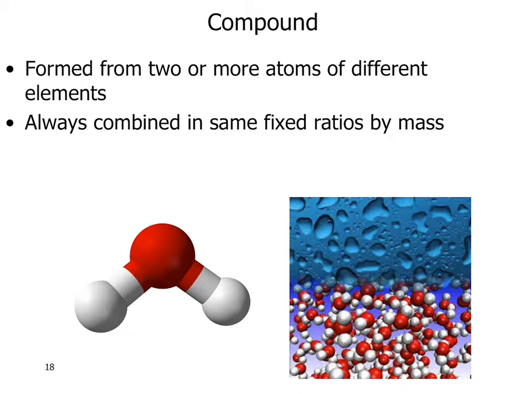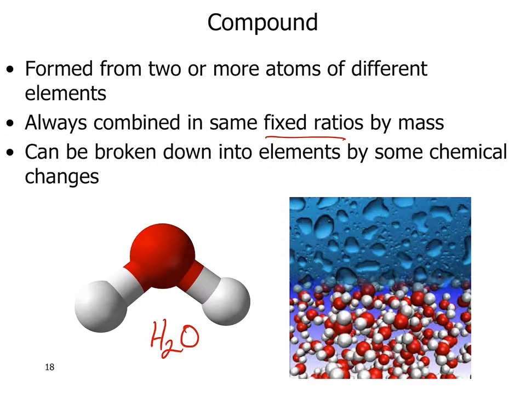So for example, this is the water molecule again. It's H2O. Water is always H2O. So there's always 2 hydrogens and 1 oxygen. That's what it means by fixed ratios. Compounds can be broken down into elements by chemical changes. For example, you could break water down. We actually looked at that in the last video. Through a chemical reaction, you can break water apart into hydrogen and oxygen. So it can be broken down into its elements. That's a broad scope of what a compound is.